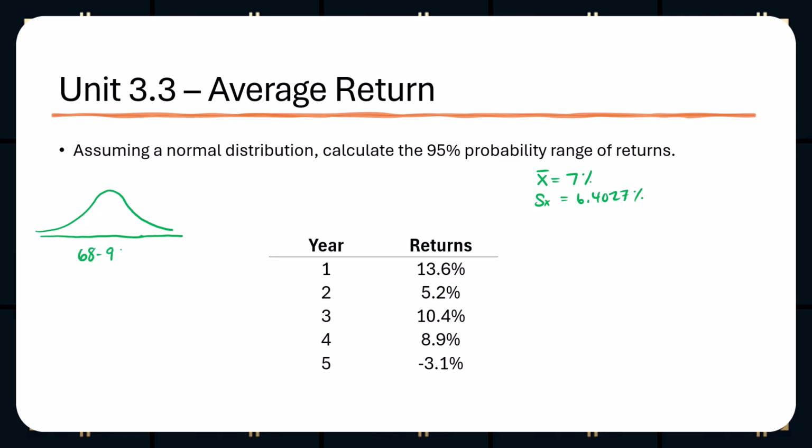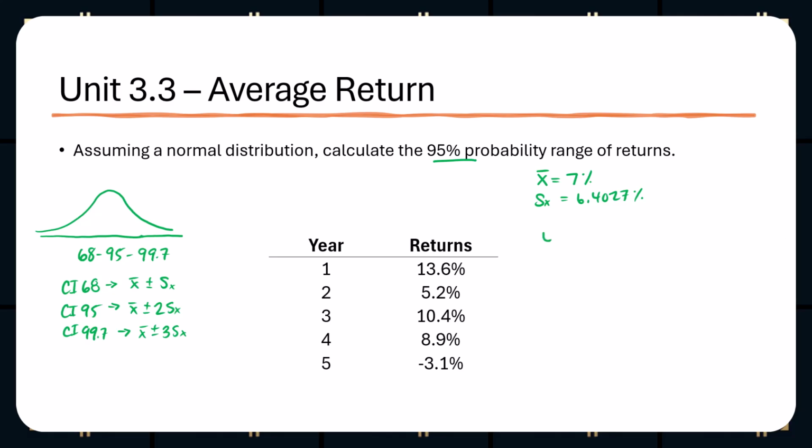So the 68, 95, 99.7 rule says this: all the returns in the 68% confidence interval must fall between plus or minus 1 standard deviation from the mean. Our 95% confidence interval says that it should fall somewhere within 2 standard deviations of the mean. And last but not least, the 99.7 says it should fall between plus and minus 3 standard deviations from the mean. Now, in this problem, we want to find the 95% probability range or confidence interval for the given information.